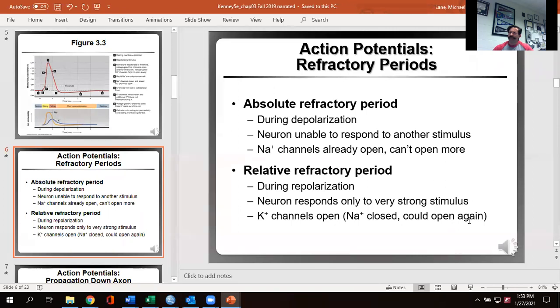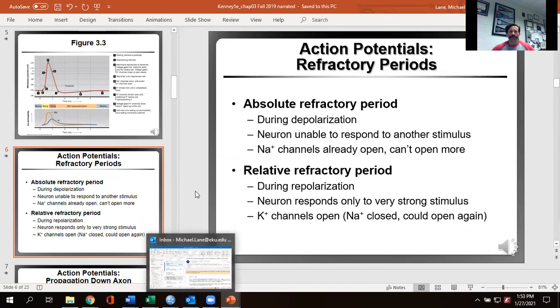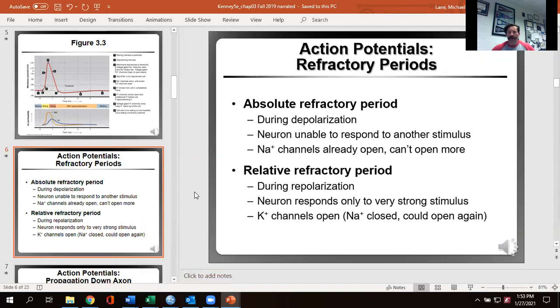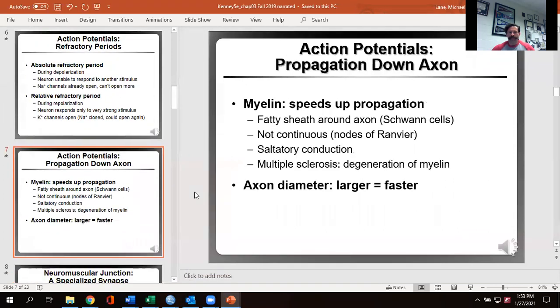Trying to think of anything else that'd be a good reference, but the basic idea again: with absolute, it does not matter. You are not going to be able to get another action potential to occur. Relative is with enough cajoling, you can effectively make it happen.